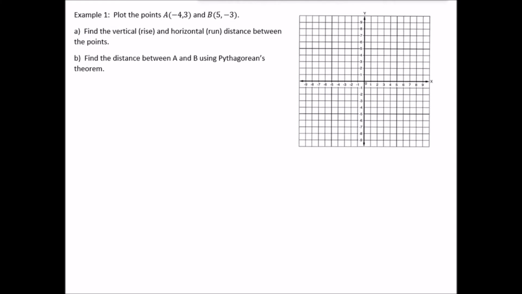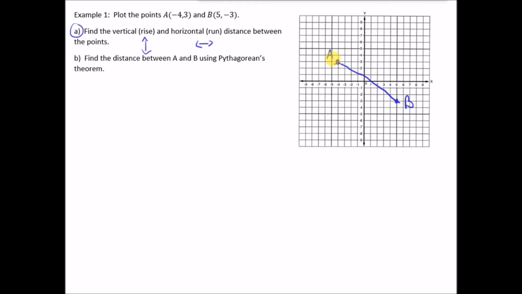Example 1. Let's plot the points A and B. So negative 4, 3 is going to be our A, and 5, negative 3 is going to be our B. We're going to connect this as a line segment. For A, what we want to do is find the vertical, or the rise, and the horizontal, which is the run, distance between these points.